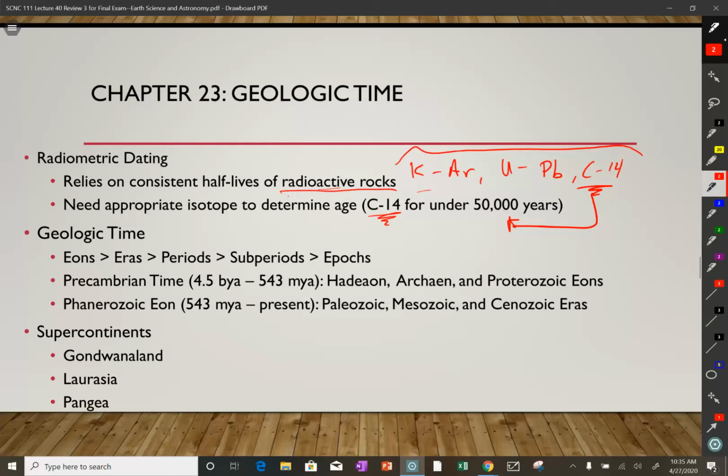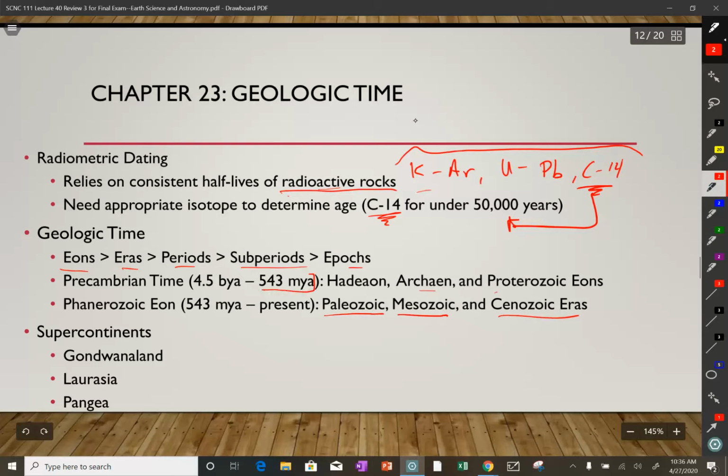Now, when we measure geologic time, it's broken down into eons, eras, periods, subperiods, and epochs. And so the eons, we have the Precambrian and the Phanerozoic. And then the eras, we break down. The Phanerozoic has the Paleozoic or old, the Mesozoic, the middle, and the Cenozoic, the young. The Precambrian time has Hadean, Archean, and Proterozoic. You don't have to pay much attention to that. That goes from 4.5 billion years ago to 543 million years ago.